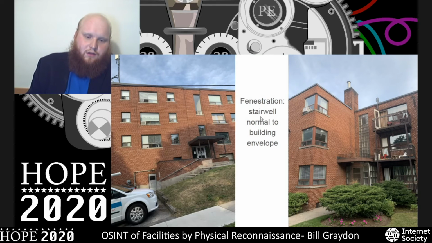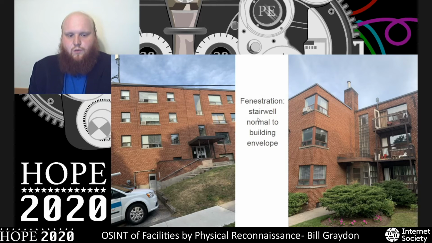When the stairwell is normal to the building envelope, so it's extending perpendicularly inwards, we see here this half-height window. As well, you might also see a column of glazing unbroken all the way up, and that's only really possible in a stairwell normal to the building envelope.